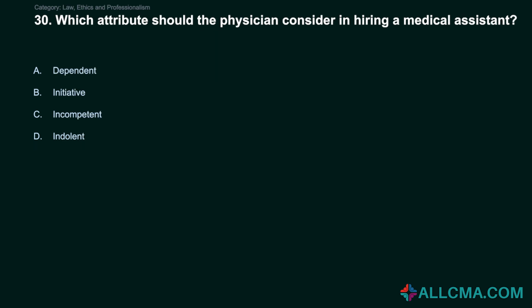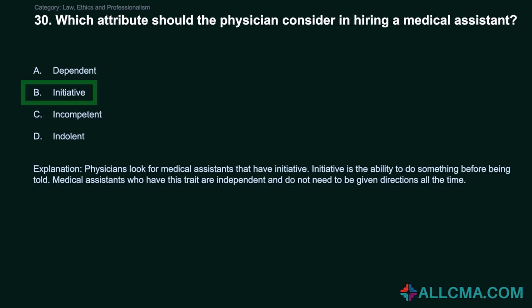30. Which attributes should the physician consider in hiring a medical assistant? A. Dependent. B. Initiative. C. Incompetent. D. Indolent. Correct answer, B. Initiative. Physicians look for medical assistants that have initiative. Initiative is the ability to do something before being told. Medical assistants who have this trait are independent and do not need to be given directions all the time.